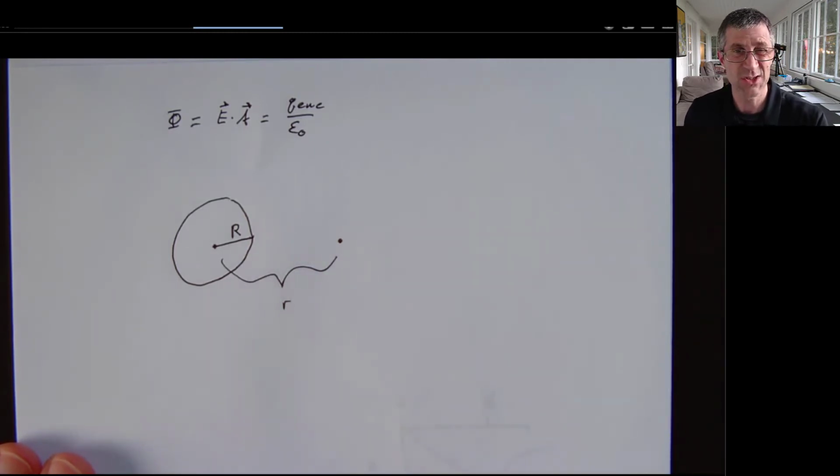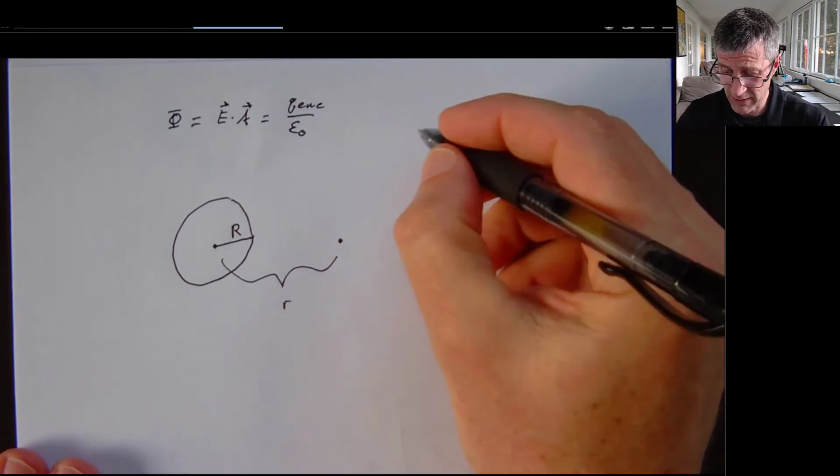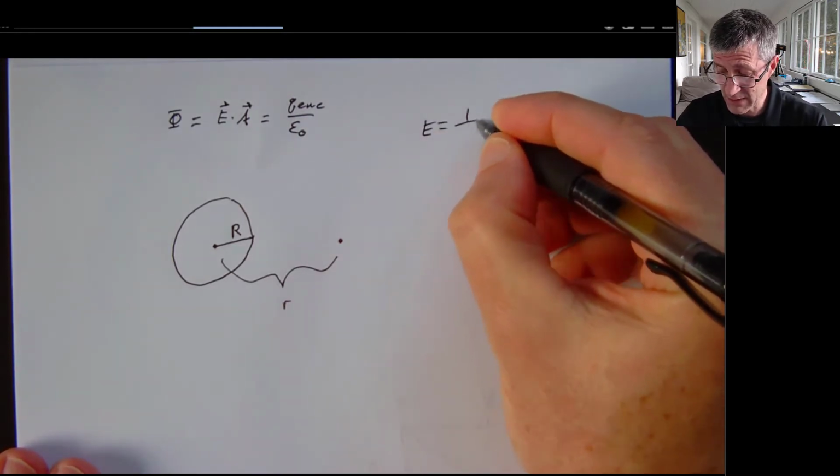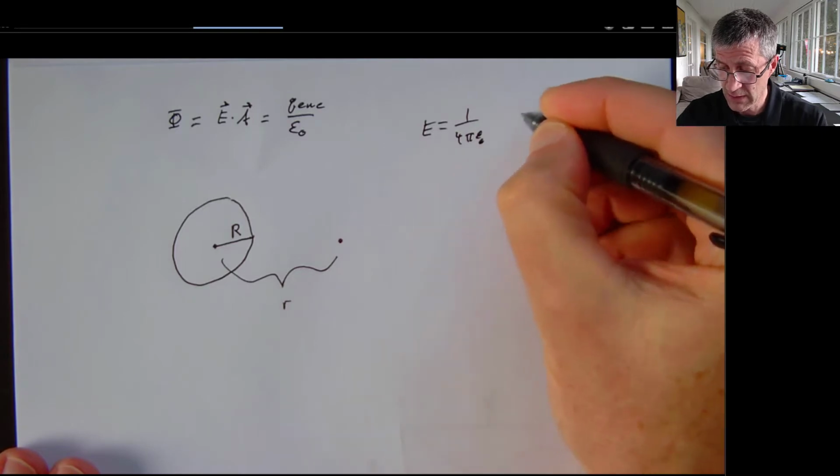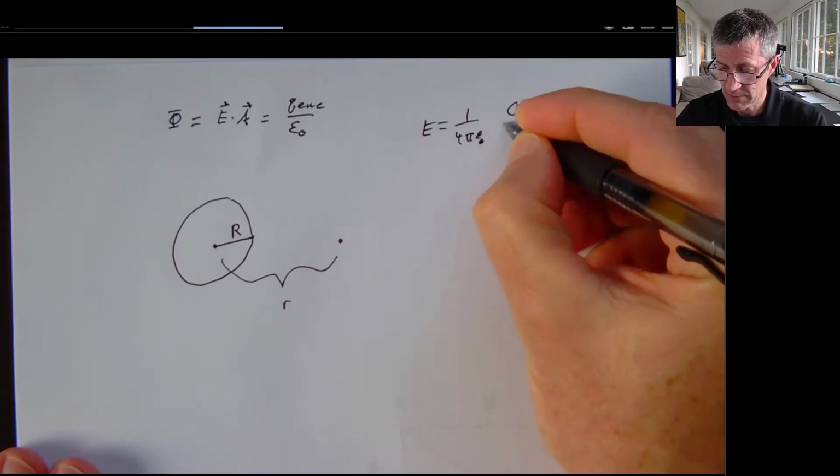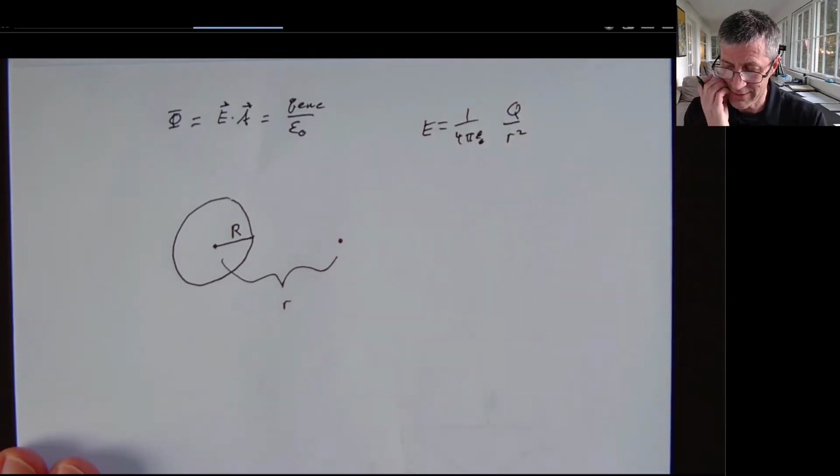I'm expecting this is going to be the same as a point charge, so I should end up with the electric field being inversely proportional to the square of the radius. So I think I'm going to end up with E equal to my constant, 1 over 4 pi epsilon naught, times the charge over r squared. That's where I think I'm going to end up. So let me check and see if I can do that.